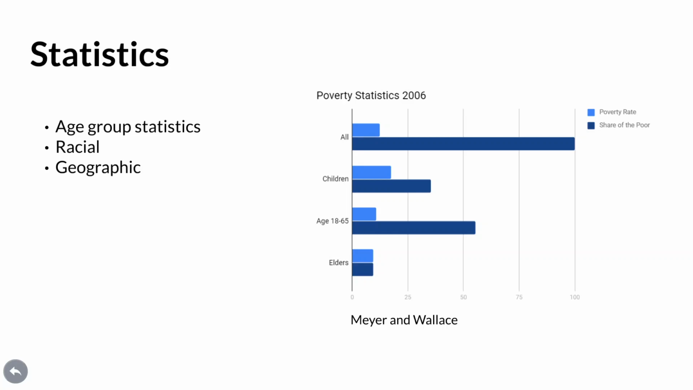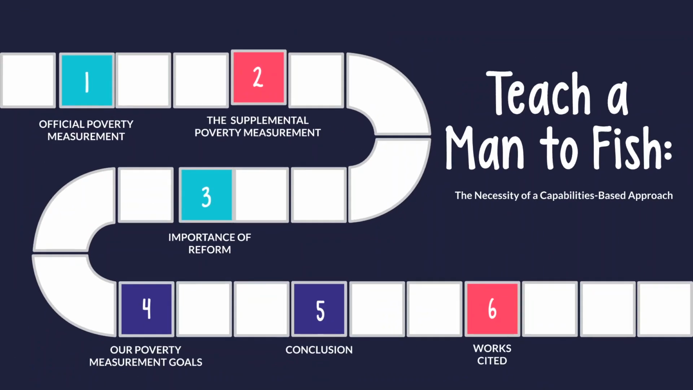Children had one of the highest shares of the poor, second to the age group of 18 through 65, and the elders in last place. One thing that should be accounted for is that the poverty rate in children is much higher than both in elders and the age group, and even higher than the overall percentage. This statistical representation in the chart does not include the racial, geographic, and other elements such as education in the statistics of poverty.